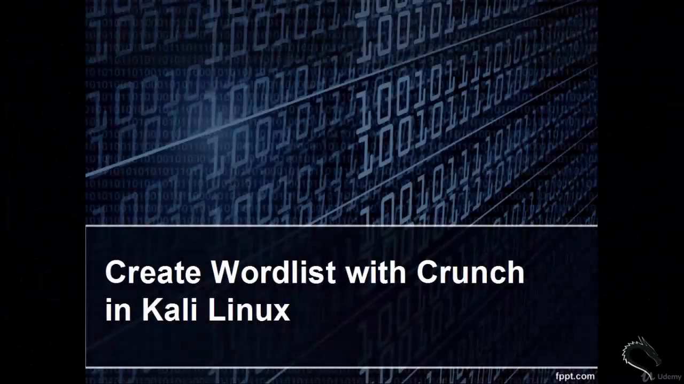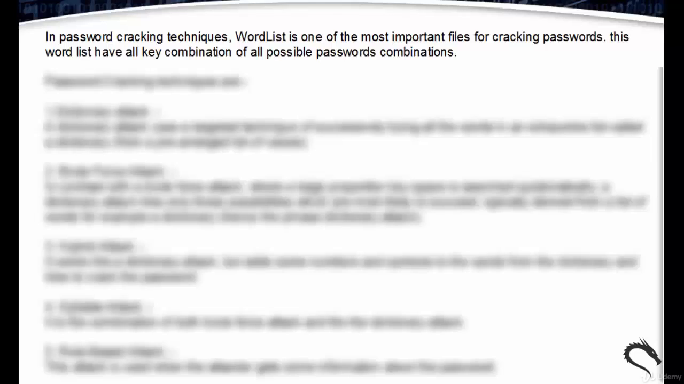Welcome, in this video we will see how to create a word list with crunch in Linux. So basically, what is a word list? In password cracking techniques, a word list is one of the most important files for cracking passwords. This word list has all key combinations of all possible password combinations.